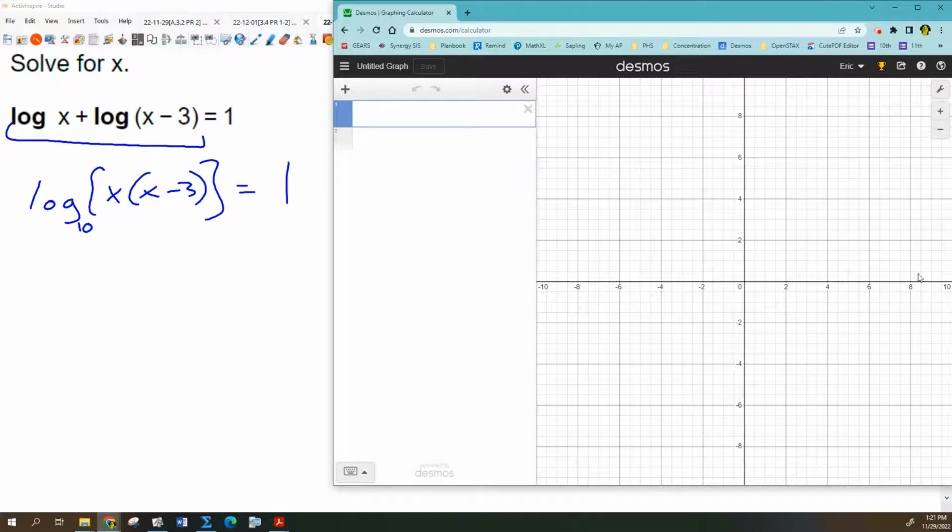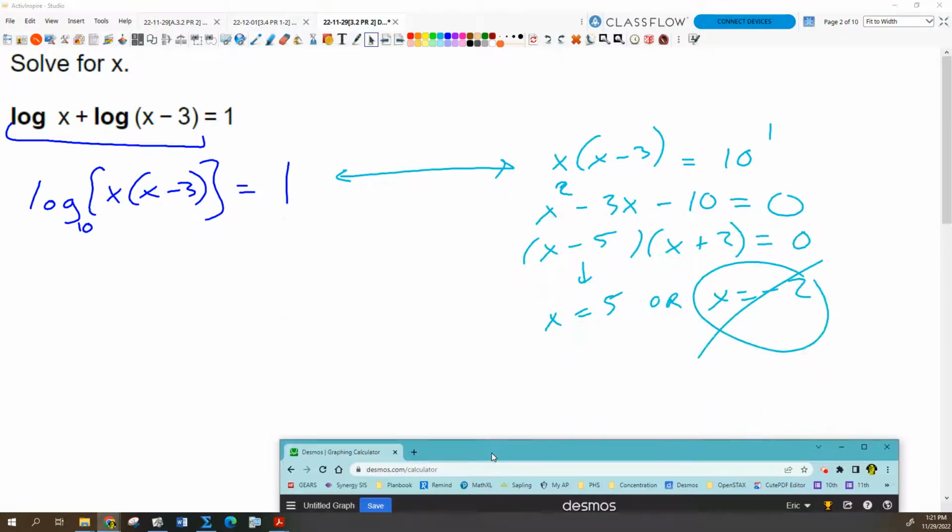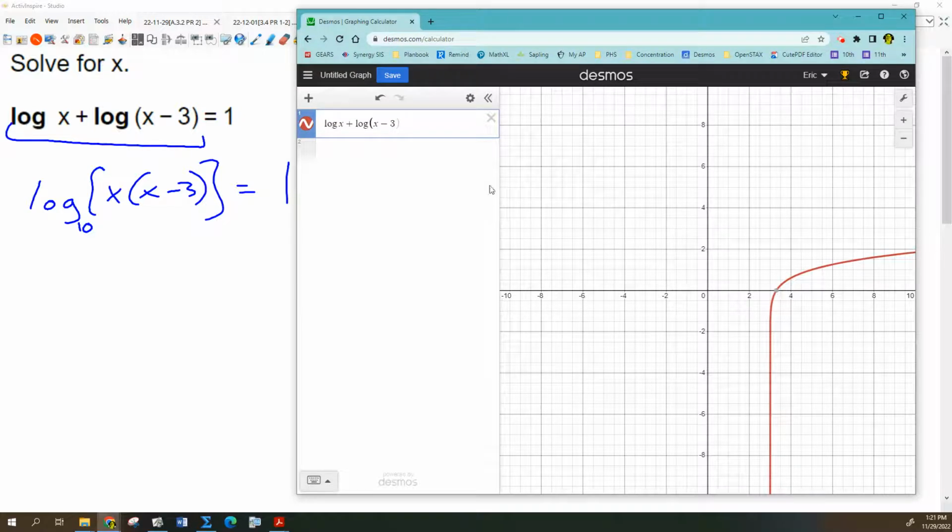Okay, so we've got the log of x plus log of x minus 3 gives us that. Well, look at that function. You can see here that of the two input values, 5 and negative 2, negative 2 isn't going to work. If I define that as f of x, how about f of x equals that log function. I want to know when is that equal to 1.